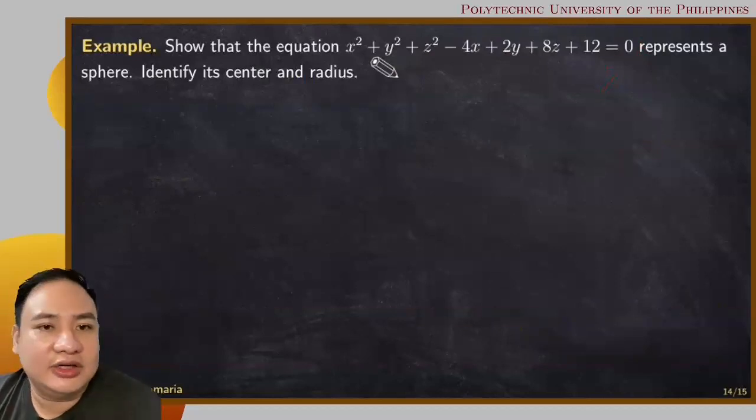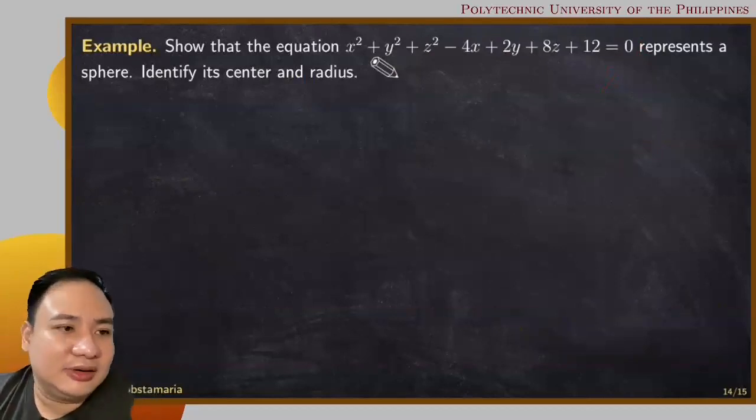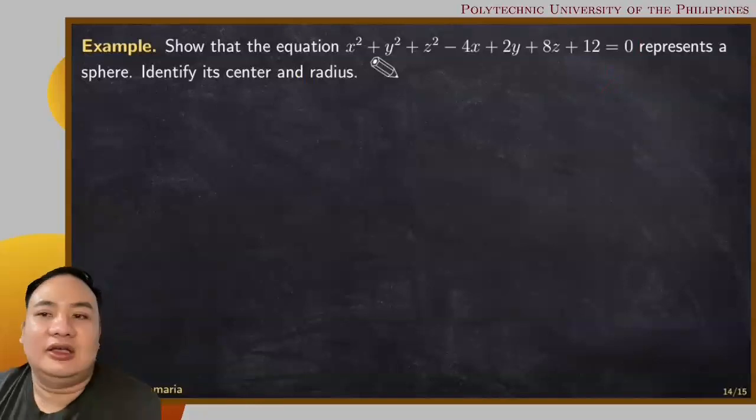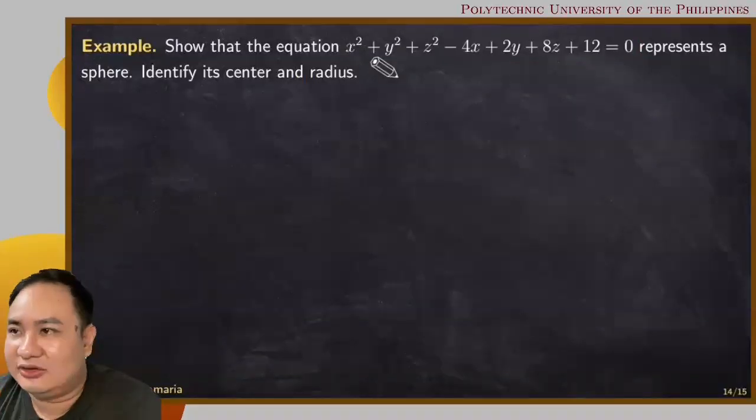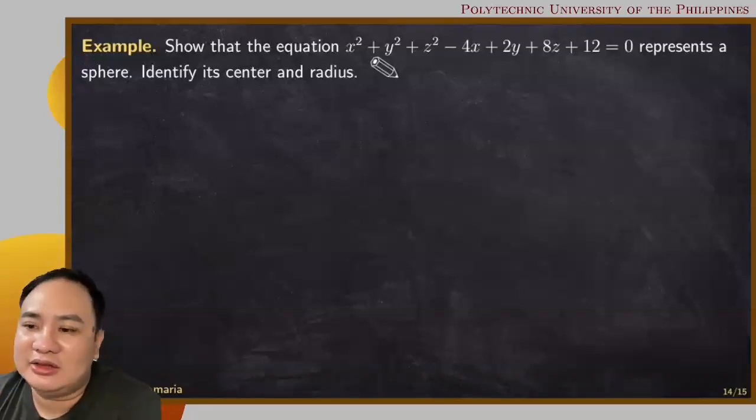Show that the equation given as shown represents a sphere. If it is a sphere, identify its center and its radius. Sige, I will give you 1 minute to try answering it on your own. Sige, 1 minute.